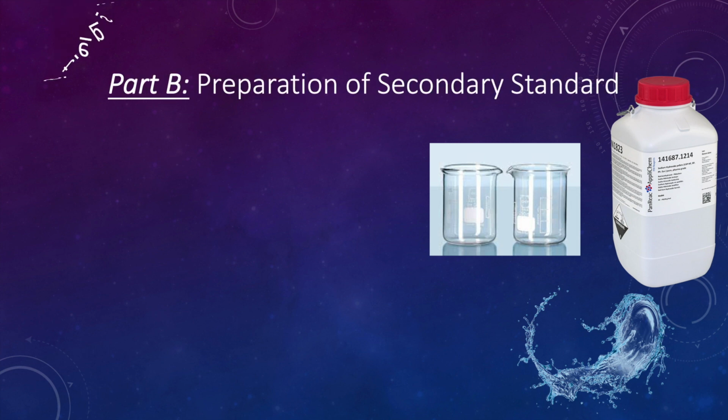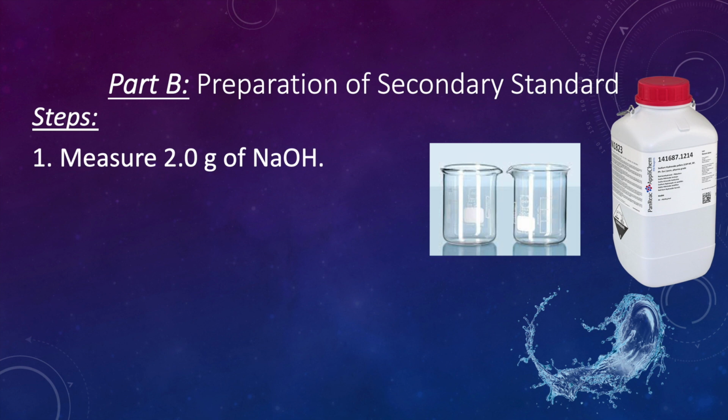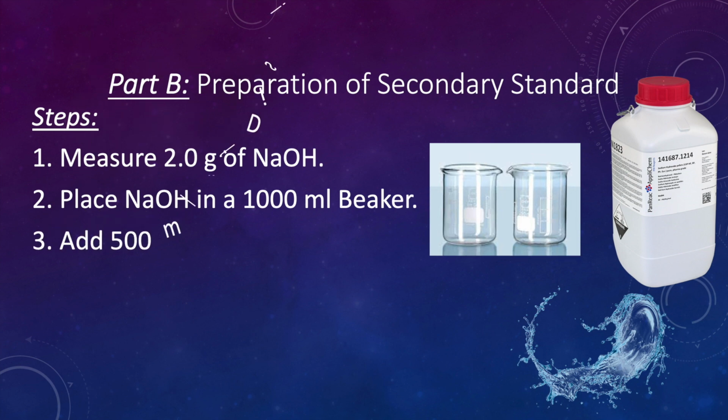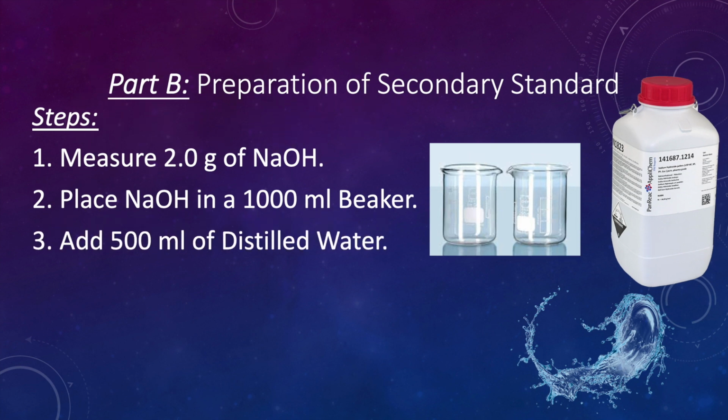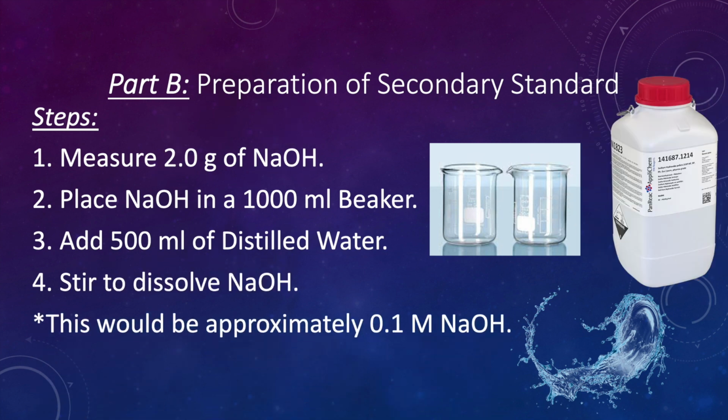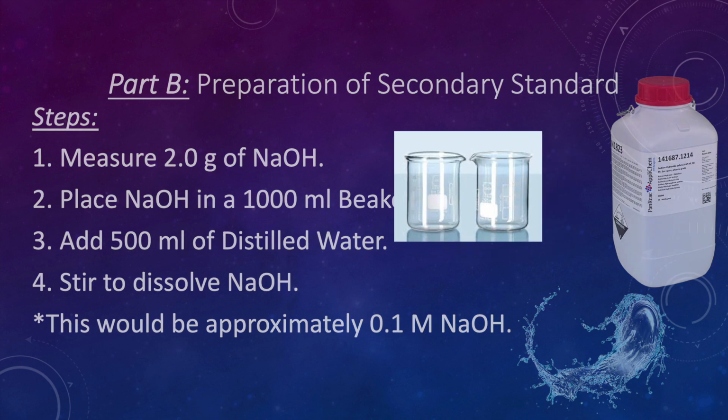Then for part B, the preparation of secondary standard, we're going to be measuring 2.0 grams of sodium hydroxide. Then we're going to place the sodium hydroxide in a 1,000 milliliter beaker. After that, we're going to add 500 milliliters of distilled water and stir to dissolve the sodium hydroxide. This would be approximately 0.1 molarity sodium hydroxide.